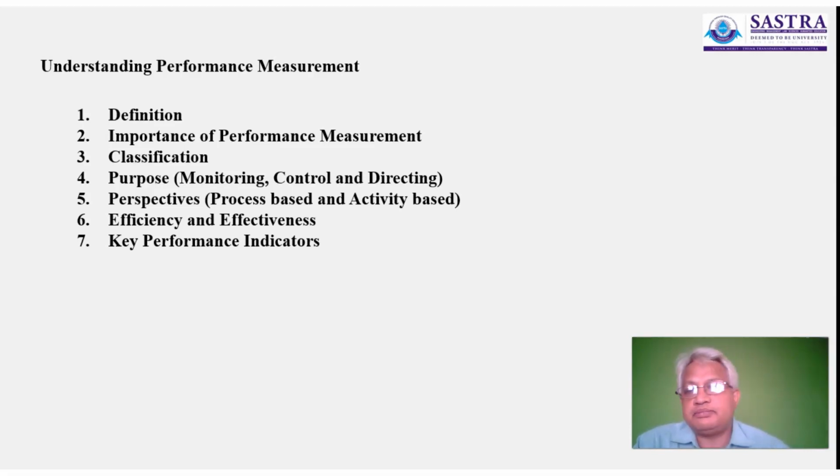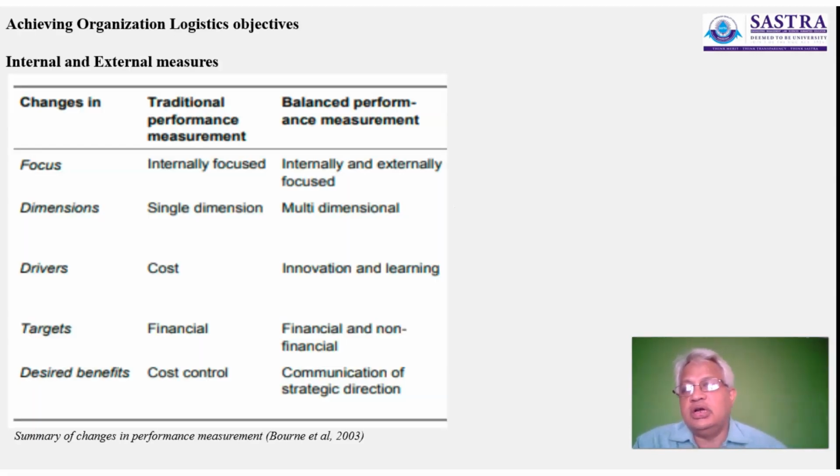So today we'll be looking into how companies' logistics objectives are attained through performance measures. And one of the classes of measures was internal and external measures. We'll try to understand first how these measures really emerged. In front of you there is a picture. It is extracted from a research paper about how performance measurement has changed as a concept.